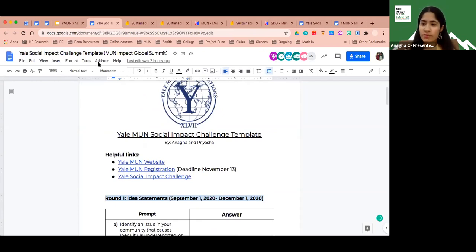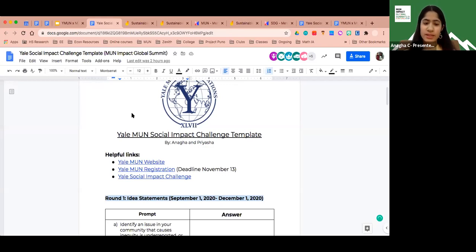There's a delegation fee, also an advisor if you're under 18. You can also apply for financial aid if you choose to do so. And the third link is for information on the Yale Social Impact Challenge. So, a reminder that you have to register for Yale MUN to participate in the Social Impact Challenge.